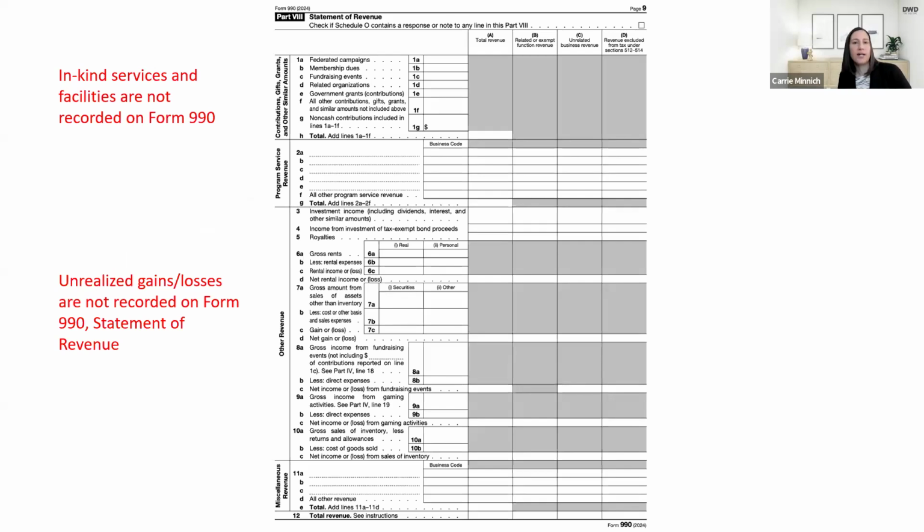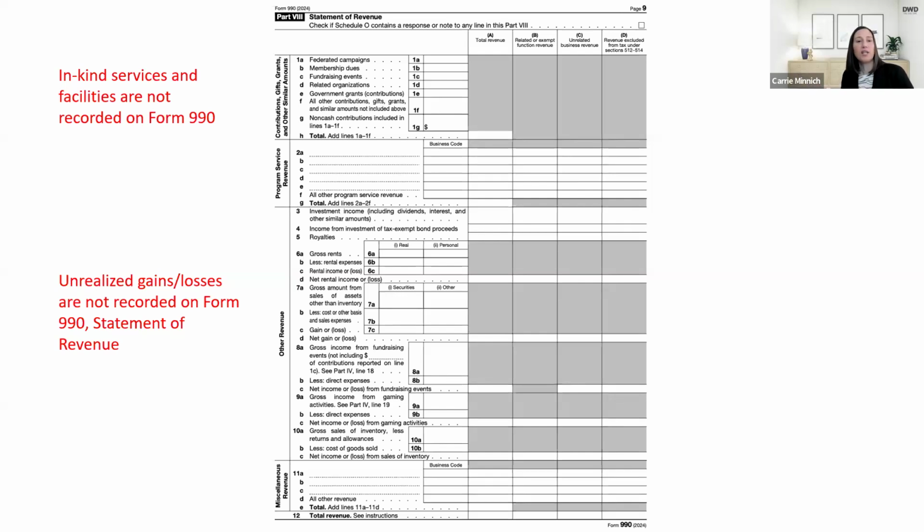We also need to categorize it, whether it's unrelated business income or if it's related to our exempt purpose on here. One thing you will notice though, if you're trying to tie back your amounts that are reported on your 990 to your audited financial statements, or even your internal financial statements, in-kind services and facilities are not required on Form 990. You don't report them. The IRS doesn't want to know about them. So in-kind fixed assets, in-kind materials, supplies, those are recorded, but in-kind services and facilities, they're not recorded. So that's going to be a difference.